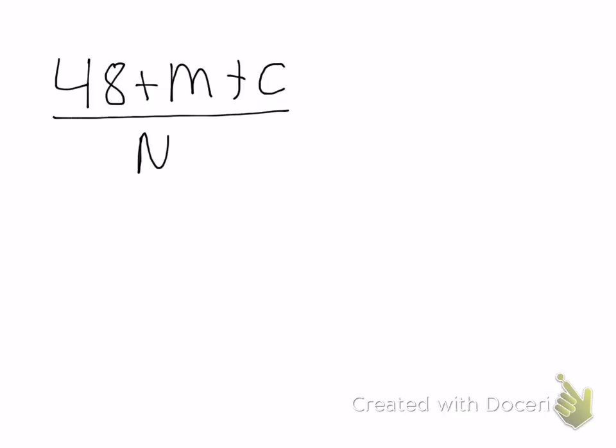Okay, so the first equation that we're going to do would be this. So we know the father's age, that's 48. If we add that to the mother's age plus the total age of the children, and we divide by the number of people in the family, the question said that average is 20. Okay, so the father's age is 48 plus the mother's age plus the age of the children, divided by the number of people in the family, will equal 20.